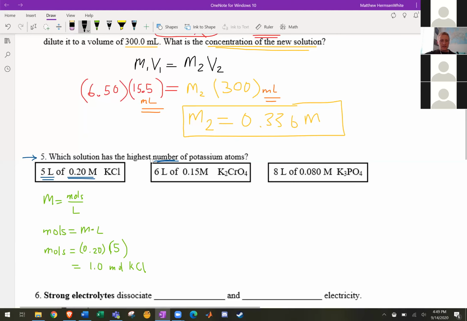Now we have moles of KCl, but we're not looking for moles of KCl, we're looking for moles of individual potassiums. Now we have to times this number by 1. I know that's kind of redundant, but the number of potassiums in KCl is 1, but it's not 1 in these other cases. Notice here there's 2 potassiums and here there's 3. So in this case we have to multiply this number by 1 and we get 1.0 moles of potassium.